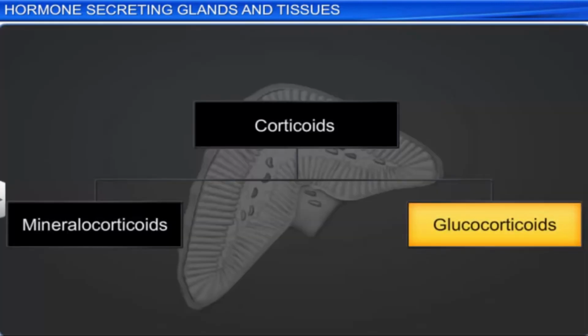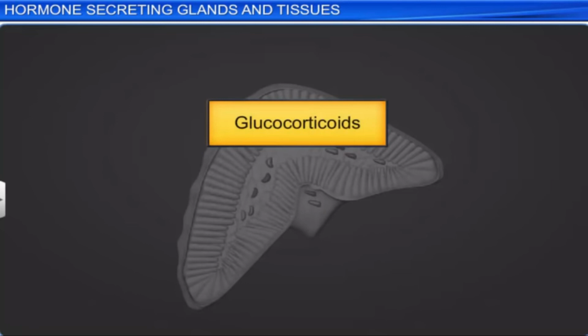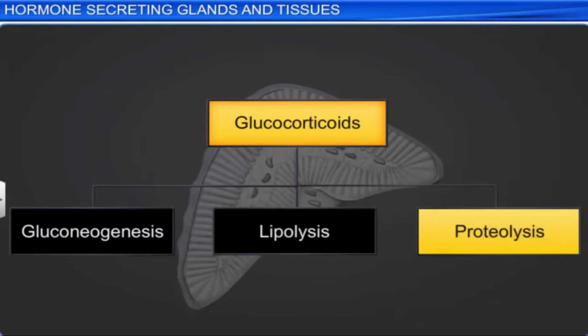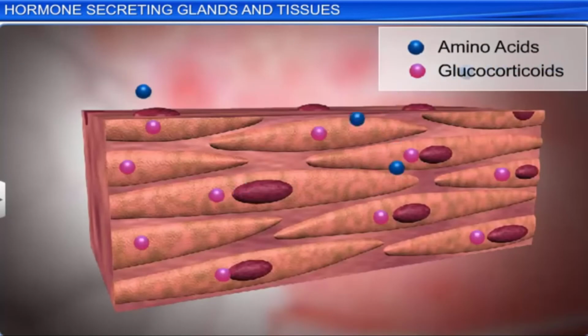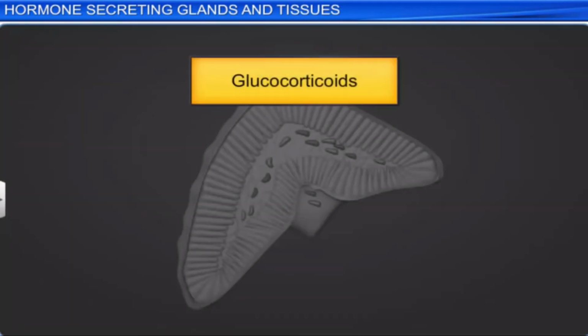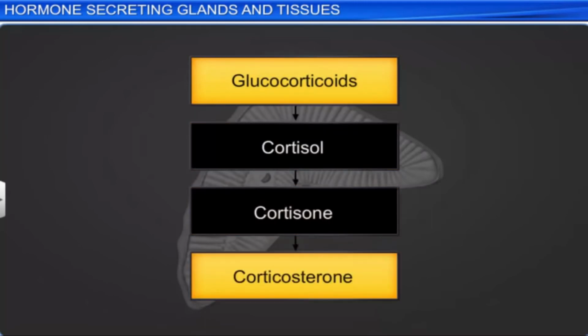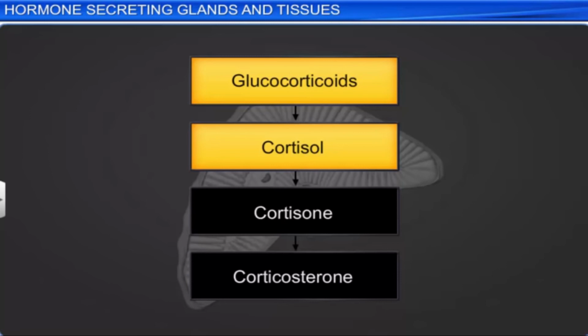The glucocorticoids secreted by the adrenal cortex are involved in carbohydrate metabolism. The chief function of glucocorticoids is to stimulate gluconeogenesis, lipolysis, and proteolysis. It also inhibits the utilization of amino acids and cellular uptake. Glucocorticoids include cortisol, cortisone, and corticosterone hormones. Of these, cortisol is the main glucocorticoid.